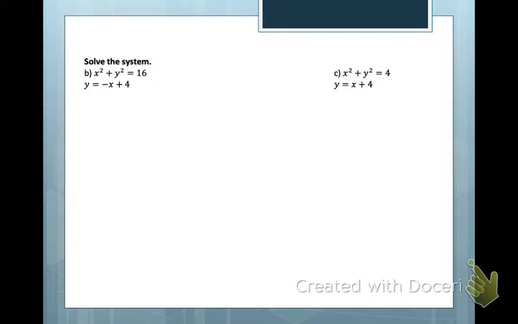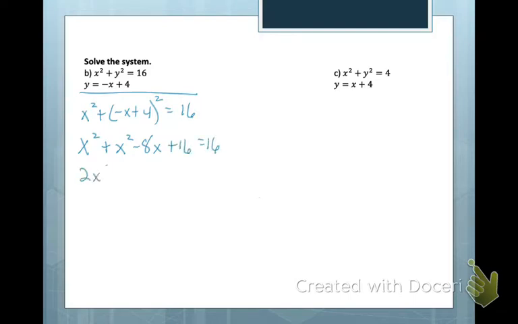Now let's look at a couple more nonlinear systems with circles. Again, we're going to plug in the value of y from our second equation into our first, and when I square that, that should be y squared here. I end up with x squared plus x squared minus 8x plus 16 equals 16. Cleaning that up, 2x squared minus 8x equals 0, moving everything over to the left side.